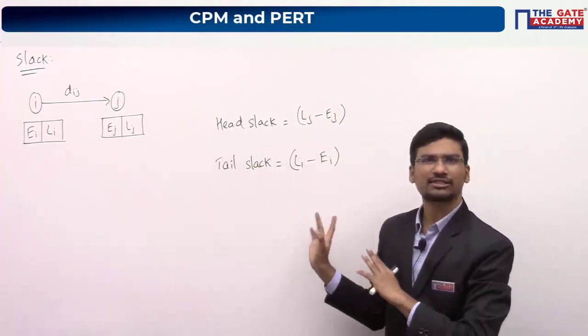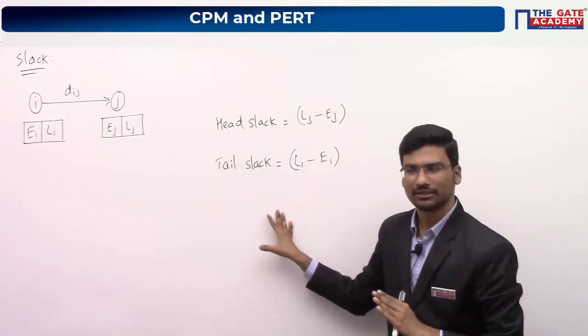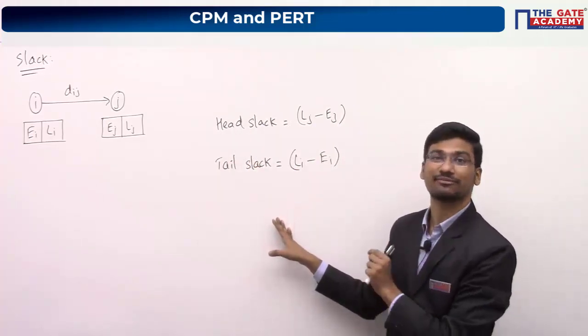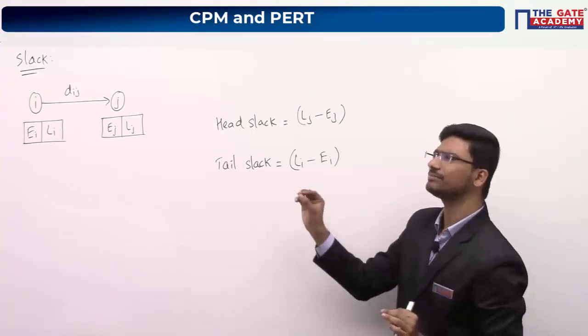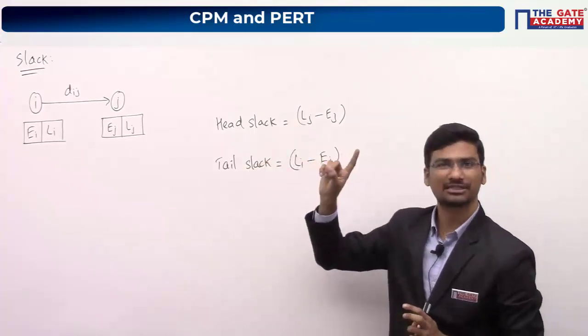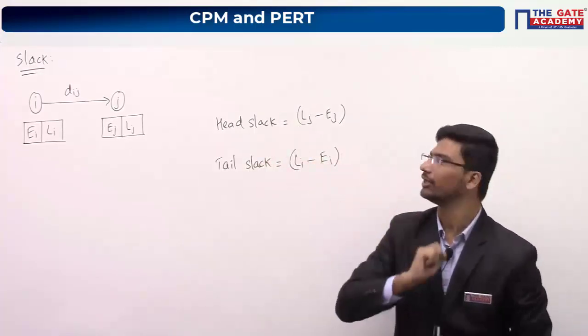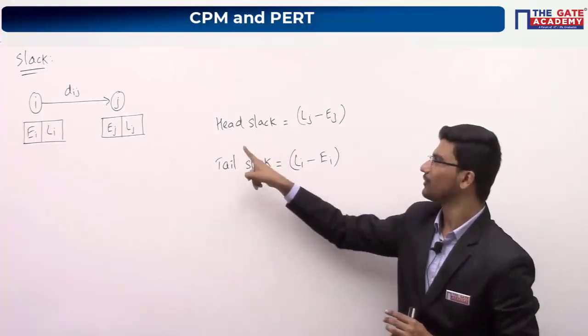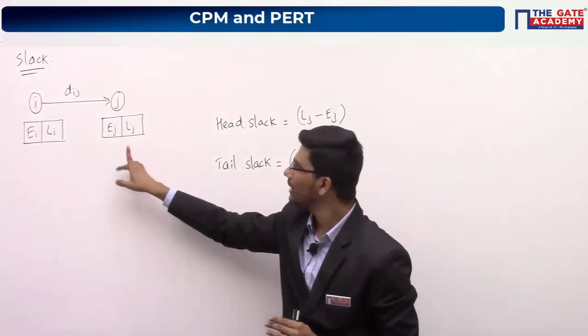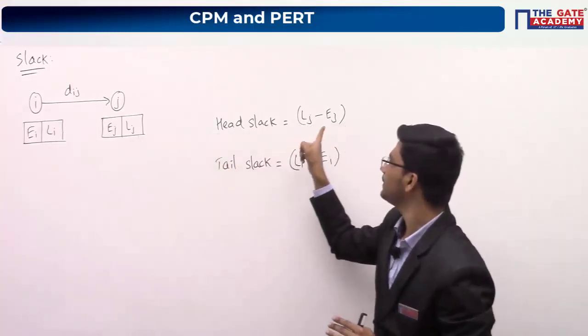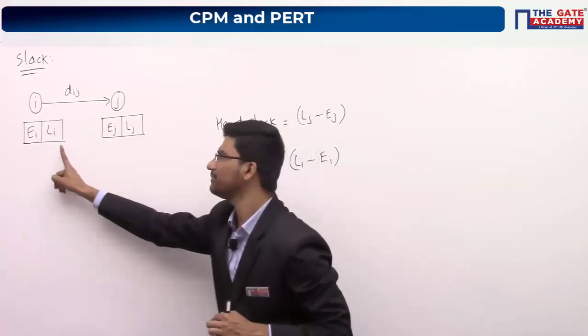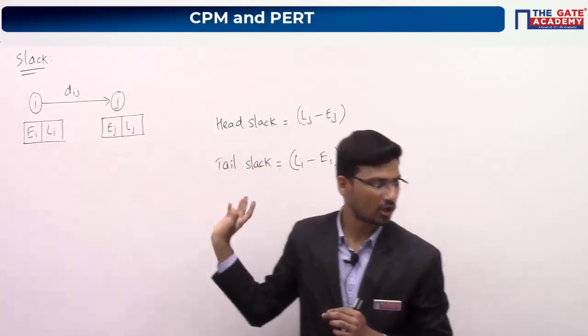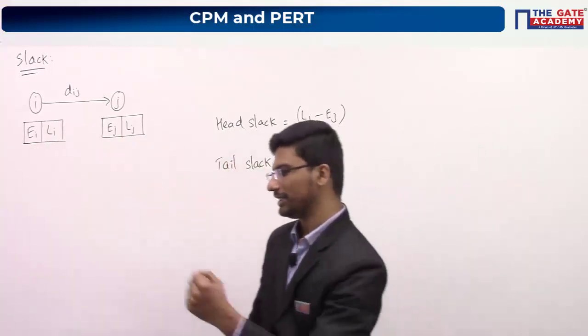Till now there is no GATE question from this particular topic. Maybe in future they can ask questions from this slack topic also. So it is a very simple topic. Slack is a permissible delay period of an event or node. We have two types of slacks, head slack and tail slack. Head slack is Lj minus Ej, and tail slack will be Li minus Ei. So please copy this also. Hope it is done.